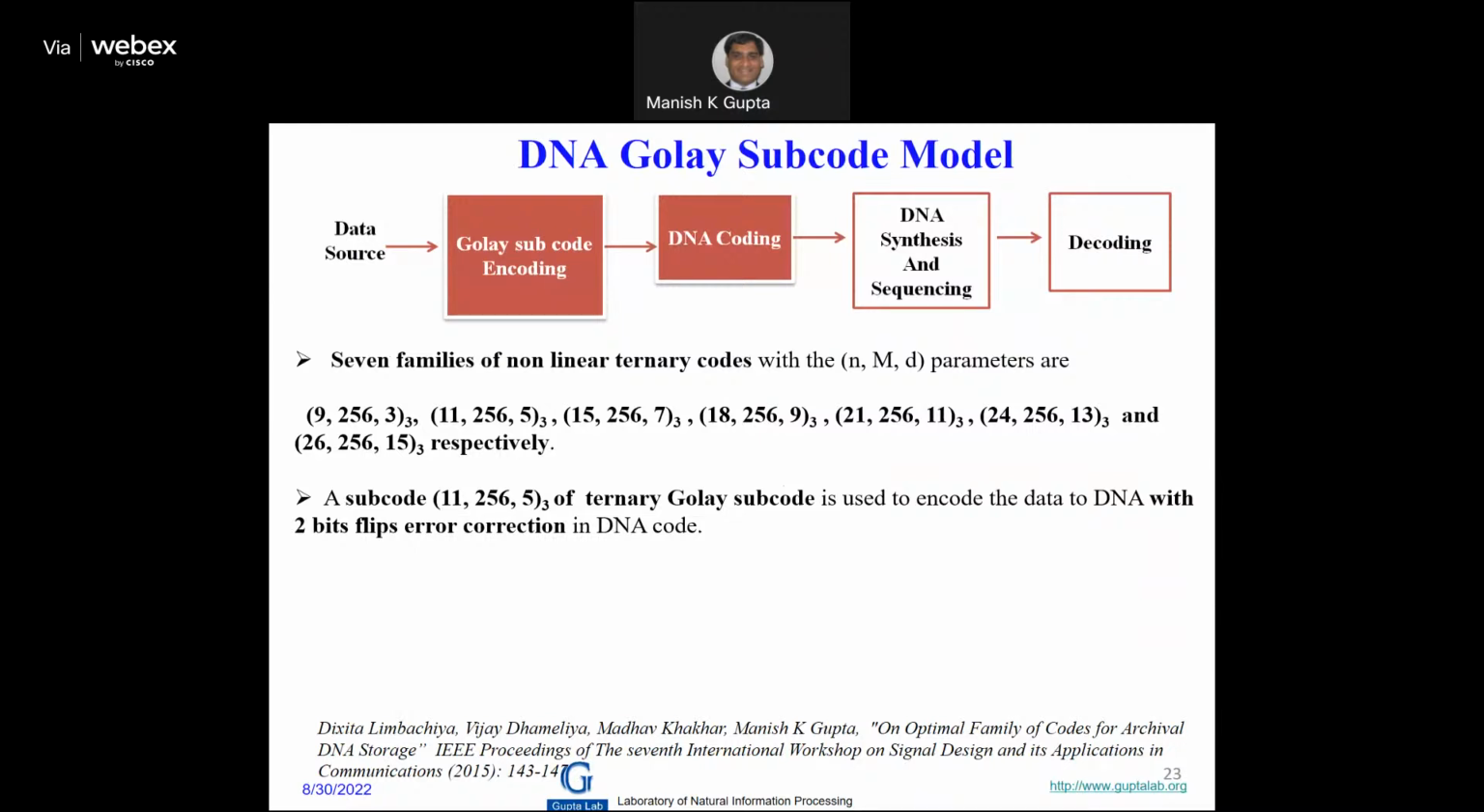So the important thing about our construction is that with the help of this Golay code and this non-homopolymer mapping, we are able to correct 2-bit flip errors in the DNA, at the DNA level. I'll show you how that works actually. It's really interesting.